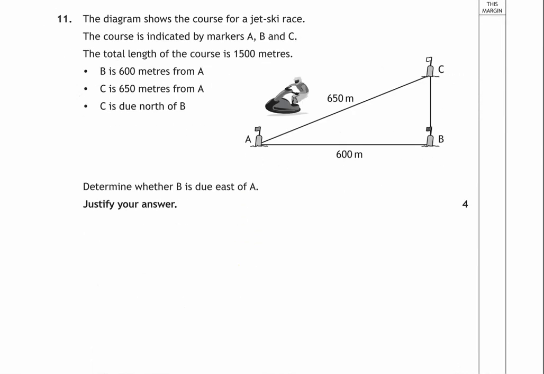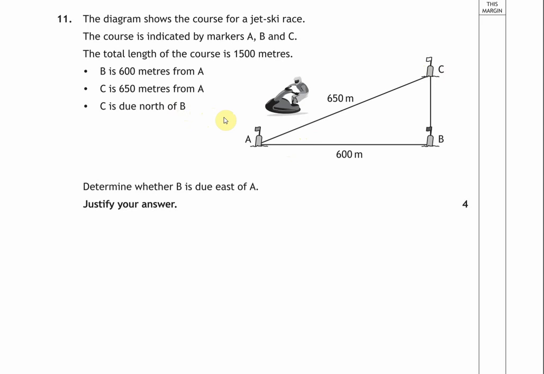So question number 11 gives us a diagram which shows the course of a jet ski race. And the course is indicated by markers A, B and C. Now we know the total length of the course is 1500 metres. So B is 600 metres from A, so that's this part here. And C is 650 metres from A. Now C is due north of B. We need to determine whether or not B is due east of A.